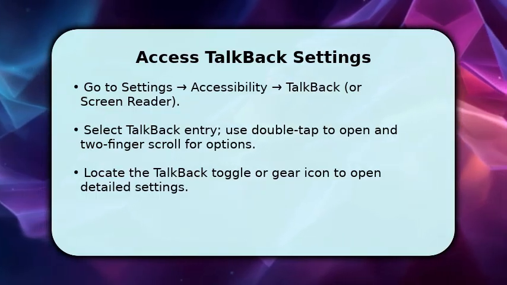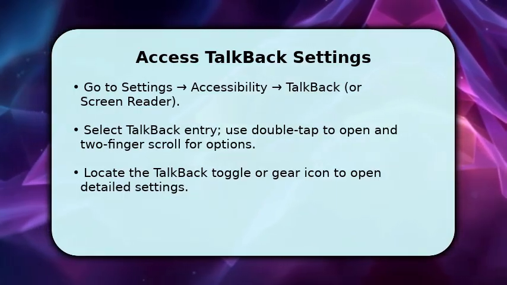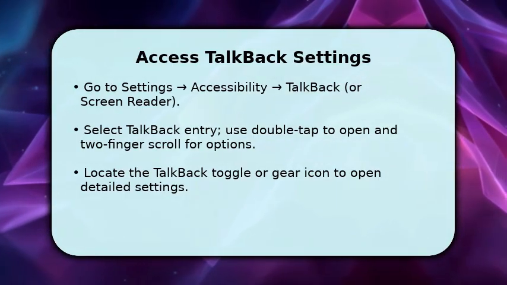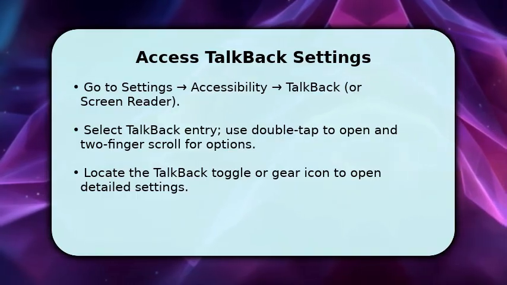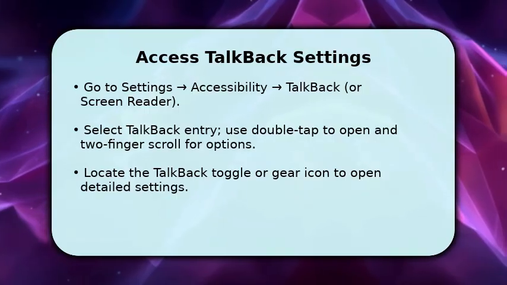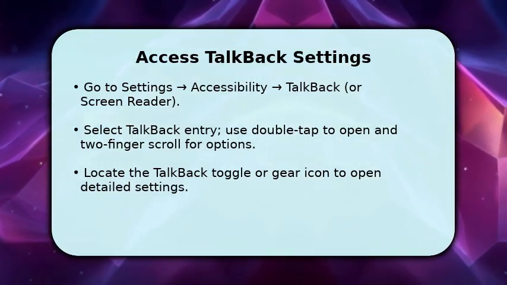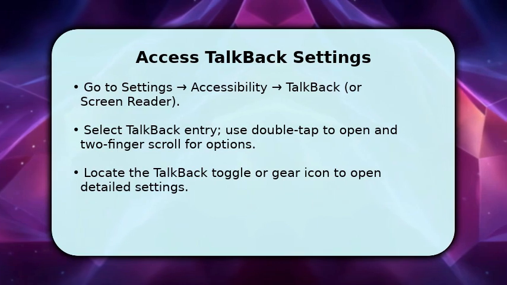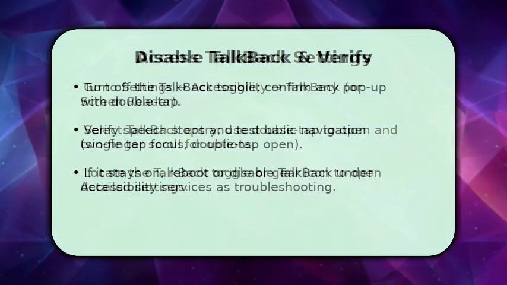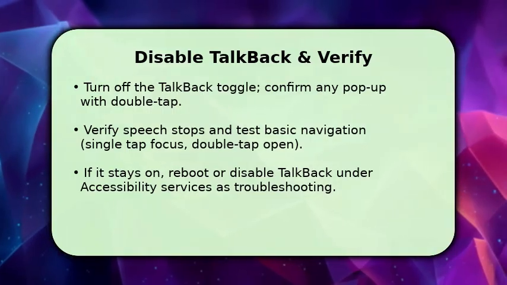Make sure you use two-finger scrolling to reach the toggle or the gear icon for options, because one-finger scroll won't work. You're doing this to access the on/off control and any shortcut settings. These controls let you disable spoken feedback permanently, or change the volume button shortcut behavior if you want a quicker way next time. You disable Talkback by turning the toggle off and confirming any dialogue with a double tap.